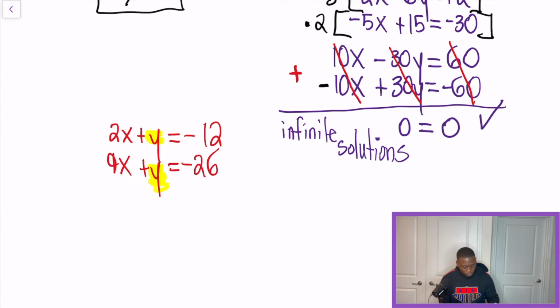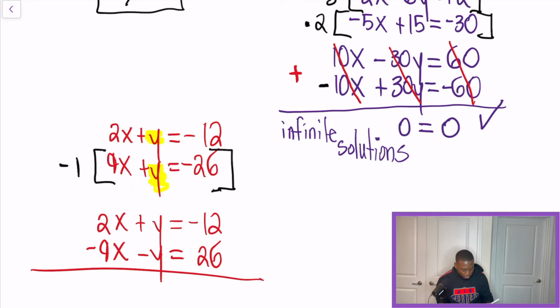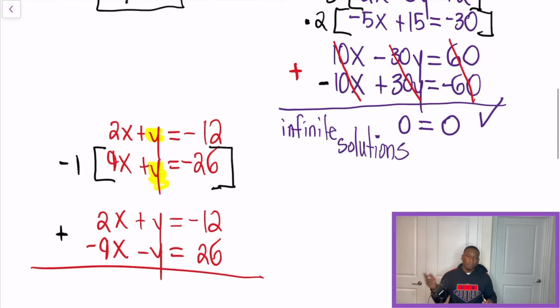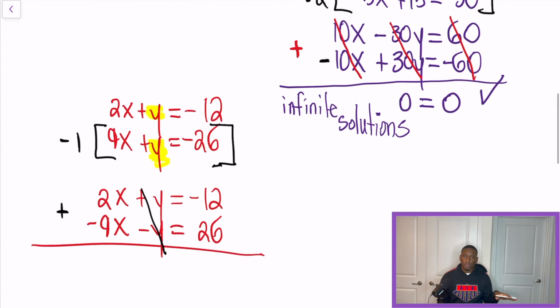So what I'm going to do now is multiply the second equation by negative 1. All right? We'll keep the first equation the same. And then now once we multiply equation number 2 by negative 1, this will be our new equation. Negative 9x minus y is equal to positive 26. All right? Put our addition sign out there. So first off, y's are going to cancel, right? Positive y minus y, that's 0, it's gone.